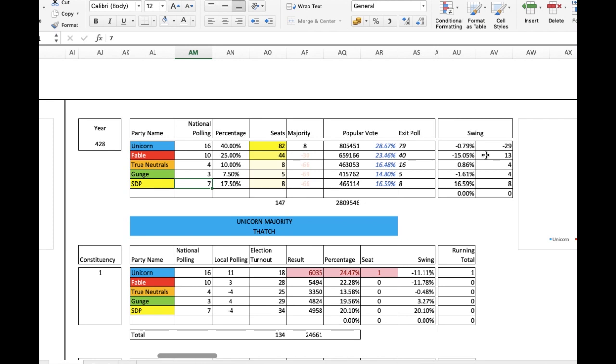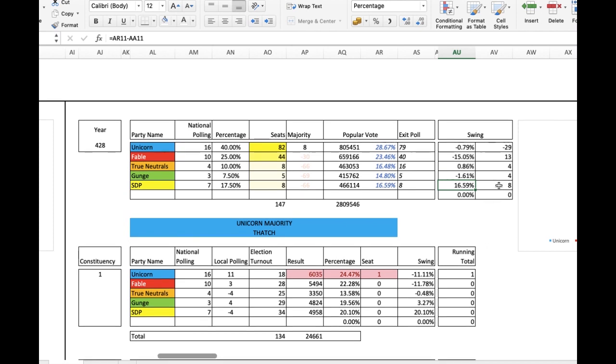But we are seeing a bit of a surge for the Fable Party, who gained 13 seats. Popular vote, incidentally, going massively down for the Fable Party, massively up for the SDP. So SDP taking a lot of votes from the Fable Party, interestingly enough, but presumably just not in the right areas. So once again, for each constituency, I went through giving them a new local polling.